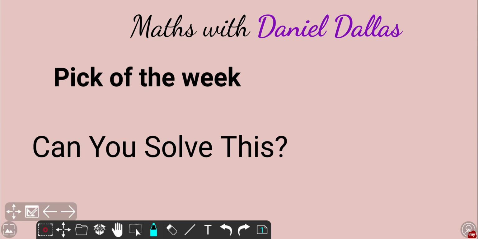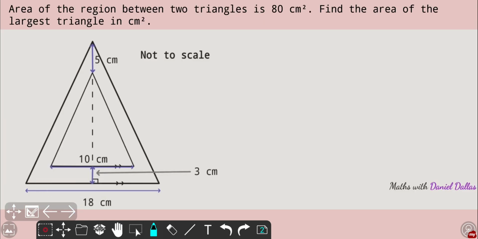In this video, I picked areas of different shapes. In this case, you can see they're triangles, and you need to figure out the area of the largest triangle in centimeters squared if you're given the area of the region in between two triangles, and you're given that it's 80 centimeters squared. So pay attention to details and to the figure, grab your pens and notes, and let's start.